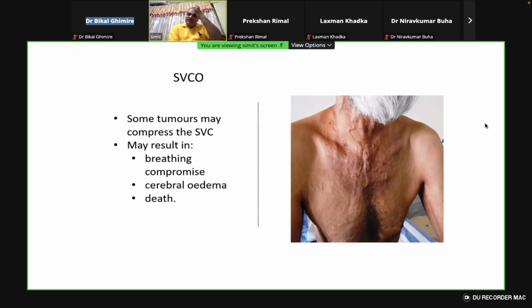So this is a case of SVCO. Here we can see there's a full-blown SVCO effect. So it resulted in breathing compromise, cerebral edema, death. Here also it's an emergency situation.